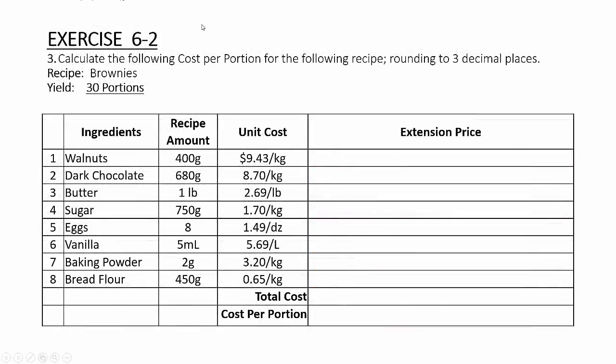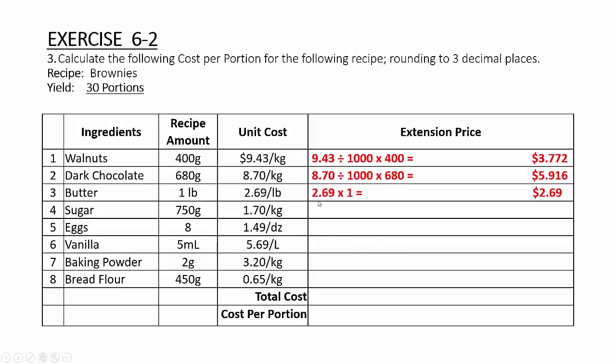One last quick example. We're going to look at the cost per portion for a recipe that gives us 30 portions of brownies. We need 400 grams of walnuts at $9.43 per kilogram. So 9.43 divided by 1,000 to get the cost of 1 gram, multiplied by the 400 grams we're looking for. There is the extended price for the walnuts. Here's our dark chocolate, $8.70 per kilogram, divided by 1,000 to get the cost of 1 gram, multiplied by 680, the amount of grams that we need for the recipe.